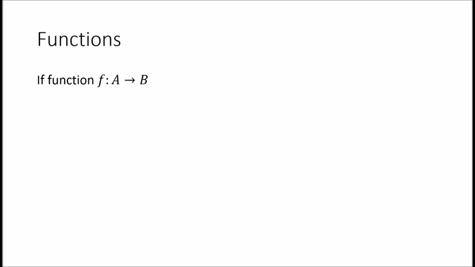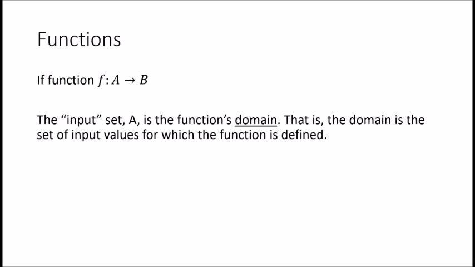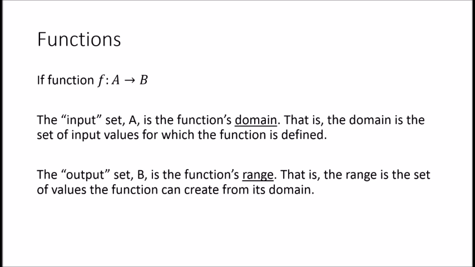Formally, if we have a function f that maps the items of A onto the set B, we call that input set A the function's domain. So the domain is the set of input values where the function is defined. The output set B is the function's range. Another way of thinking about it is that if you took every single item of set A and ran it through the function, the range would be all of the values that were produced as a result.